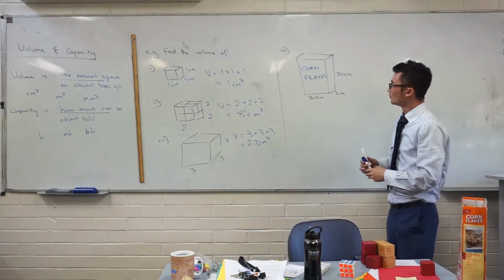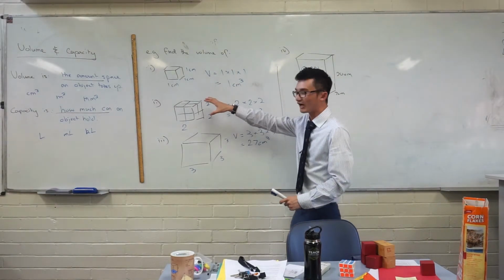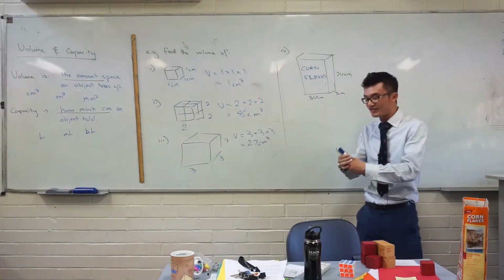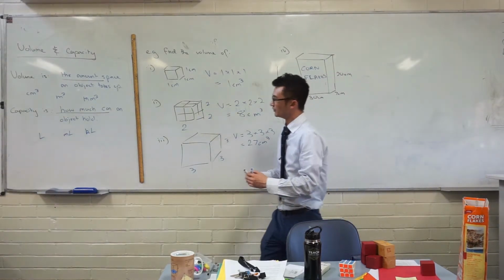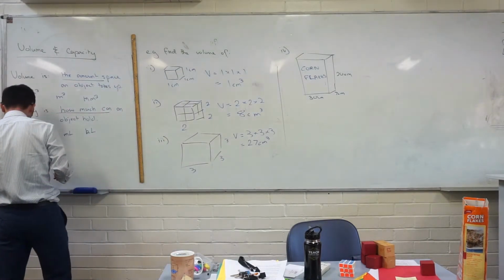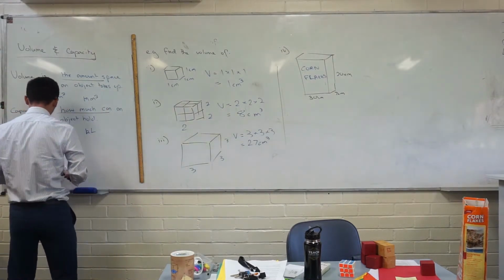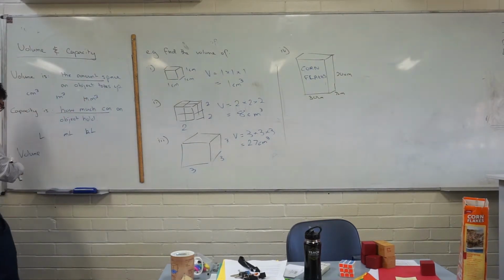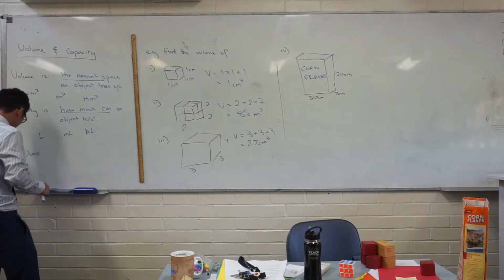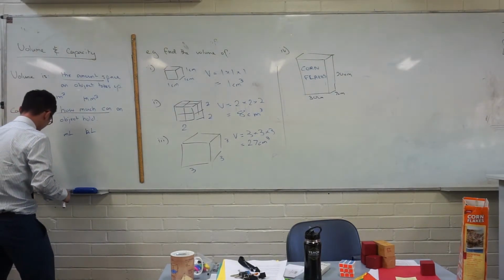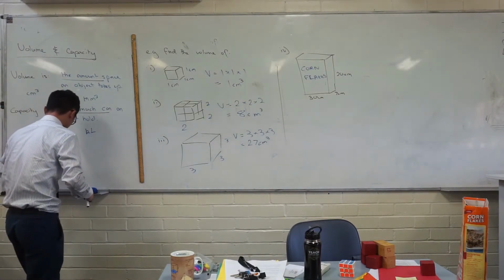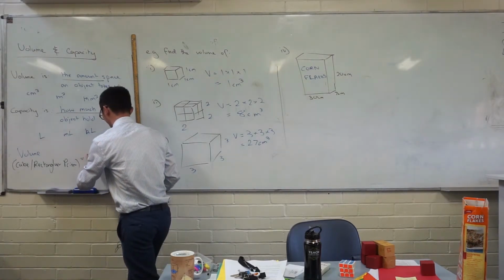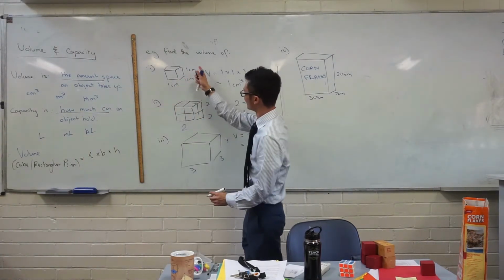Okay, so rather than just counting up the blocks, we don't have to do that anymore. We can just multiply these all together. And that's the formula for today. The volume of a cube or a rectangular prism, so this is only for a cube or a rectangular prism, we can find by multiplying the length times the breadth times the height.